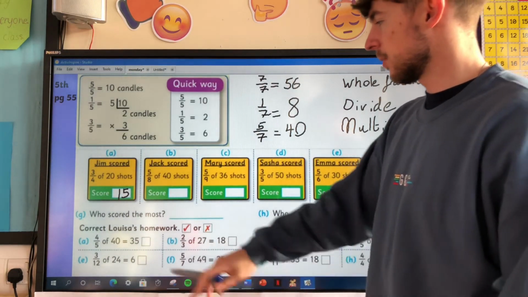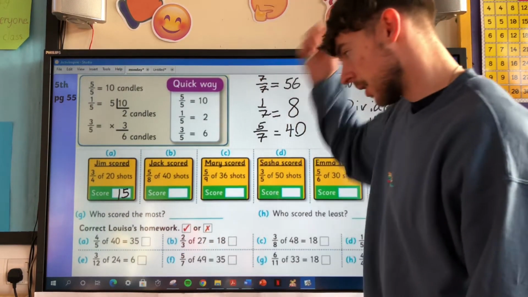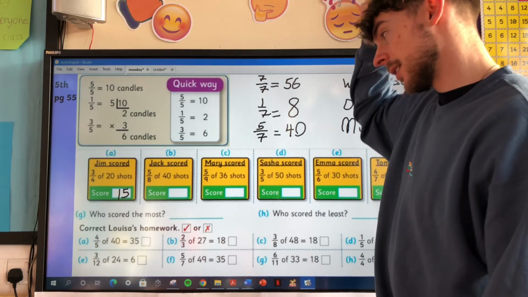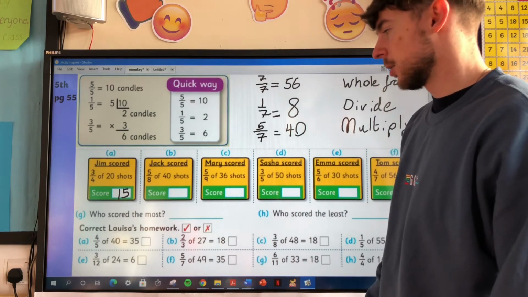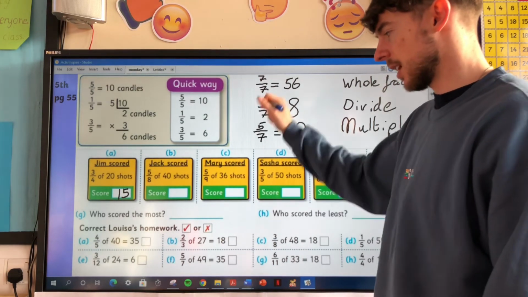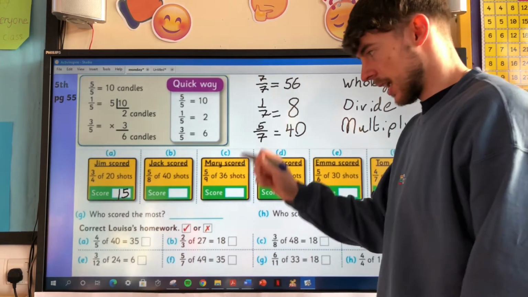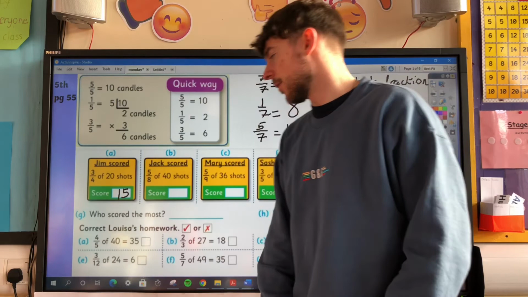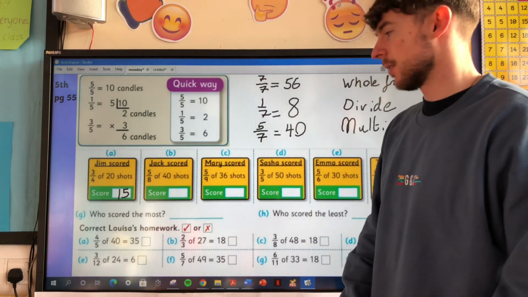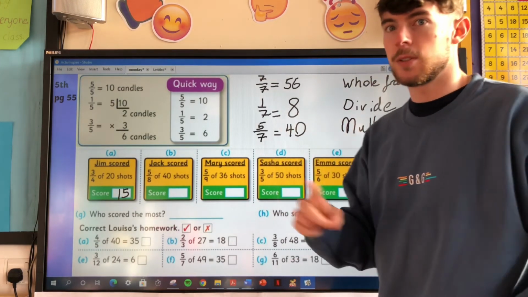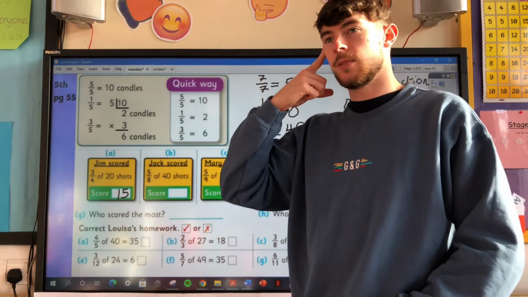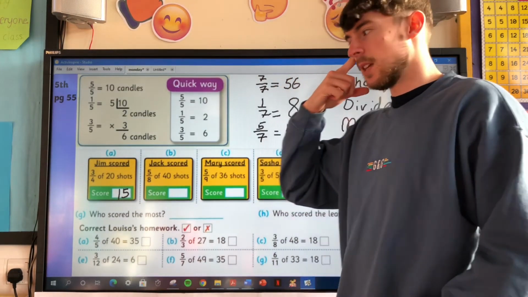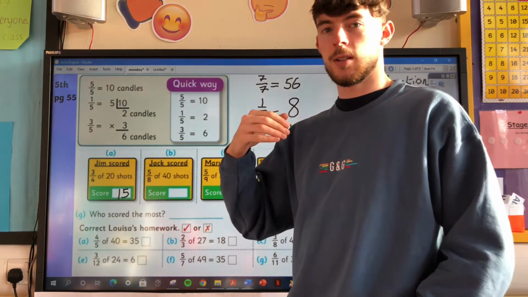Okay, and then this question here, number 2 I think it is, we have to correct Louisa's homework. Okay, so if she's correct, we give it a tick. If it's incorrect, we give it an X. Okay, so 4/5 of 40 is equal to 35. So what's the very first step we have to do? So in our heads, what's the very first step? We have to see what the whole fraction is, alright?